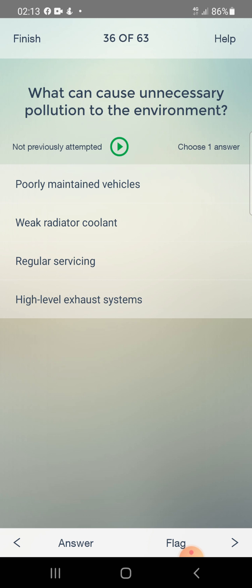What can cause unnecessary pollution to the environment? Poorly maintained vehicles, weak radiator coolant, regular servicing, high level exhaust systems. Poorly maintained vehicles.